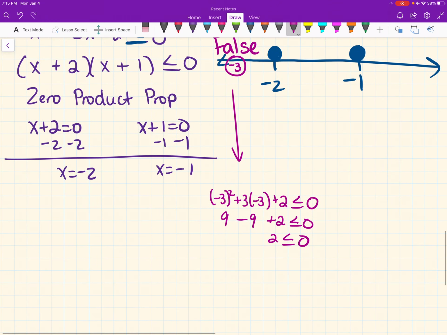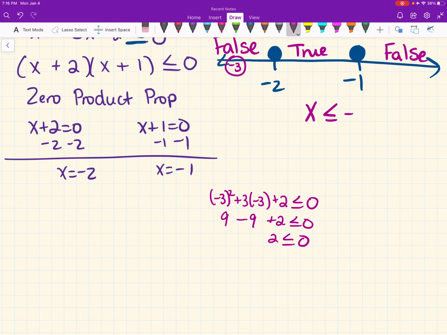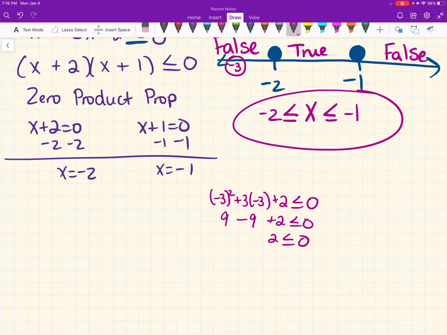I'm going to test between the two. So I can test negative 1.5, and I just throw it into my calculator. And that's going to be true. And if you test over here, this is going to be false. I'm just trying to shorten the video up here a little bit. Now that I have my true and false on here, I can write my x. And I can see that x is true between these. So x is less than -1, but greater than or equal to -2. And that's my answer. If we were to graph that, that's where we would be shading.